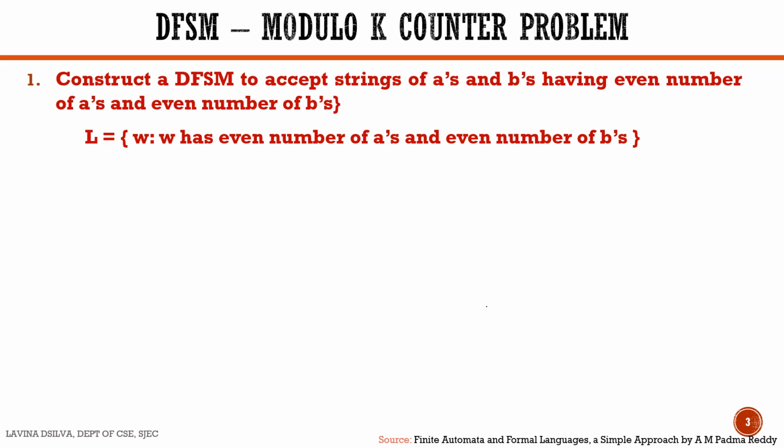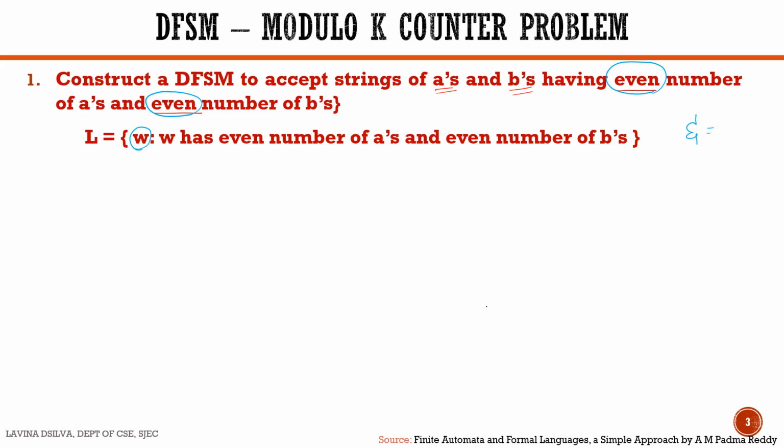The example question for this video is to construct the DFSM to accept strings of A's and B's having even number of A's and even number of B's. So this term, having even number of A's and even number of B's, is very important in the construction of the strings. This is also written as: construct a DFSM to accept a language which consists of strings W such that W has got even number of A's and even number of B's.